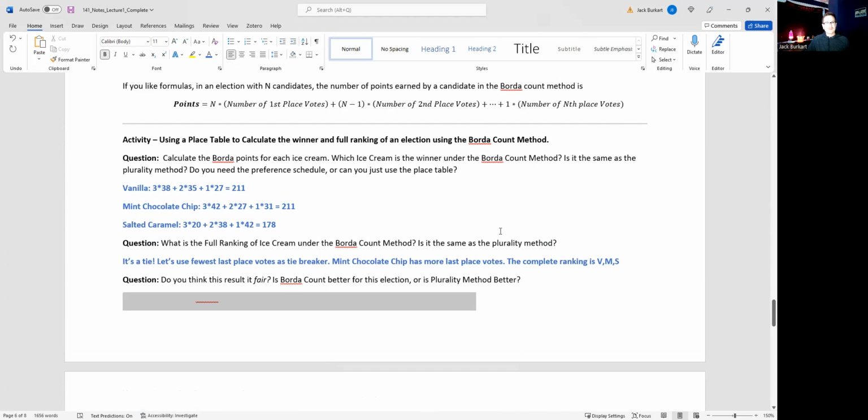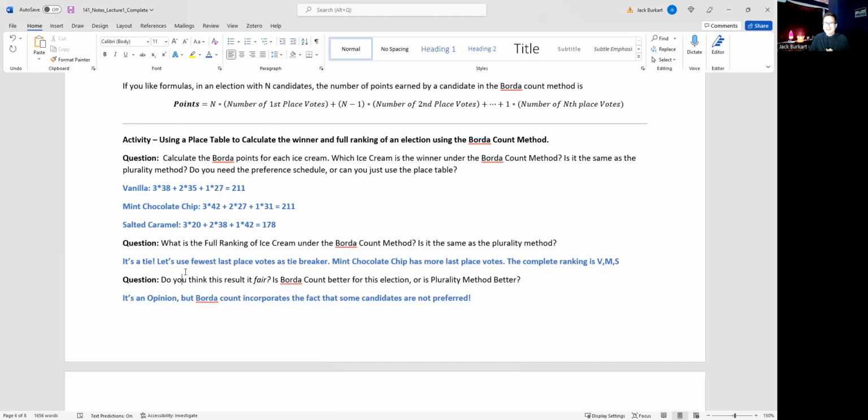So that's a fun example of a tie showing up in real life in a real classroom. And then do we think the Borda count method is fair? You know, compared to the plurality method. This is an opinion question. I don't want to be the final authority of this.